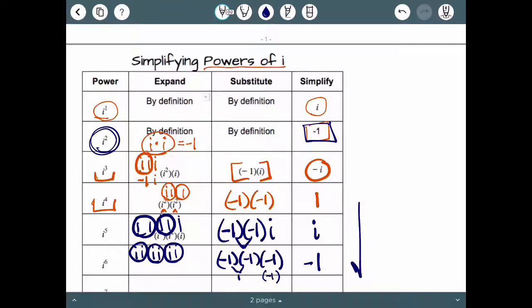Right, so as you continue, you should start to see a pattern, and that's what we're looking for. Then you're going to answer the questions at the bottom.